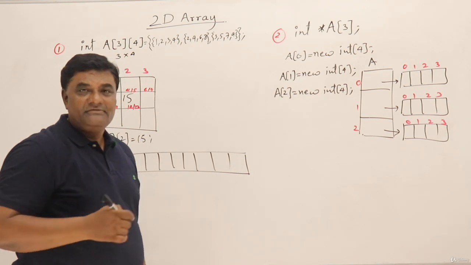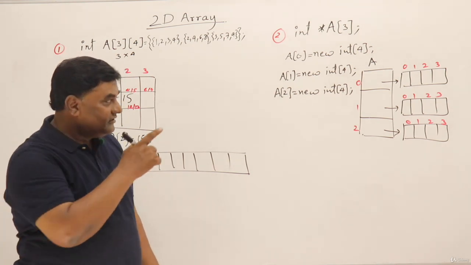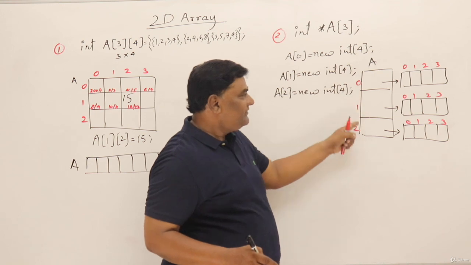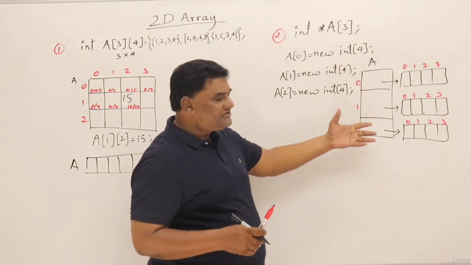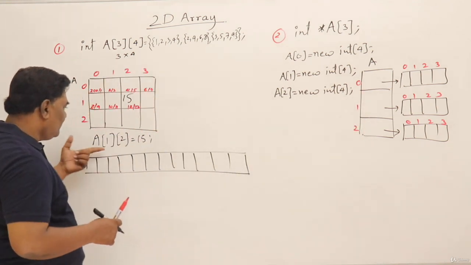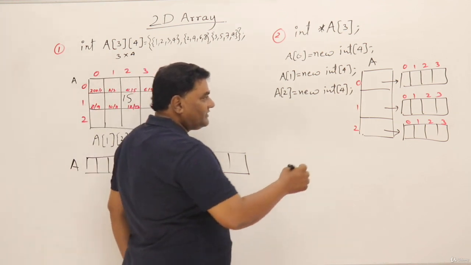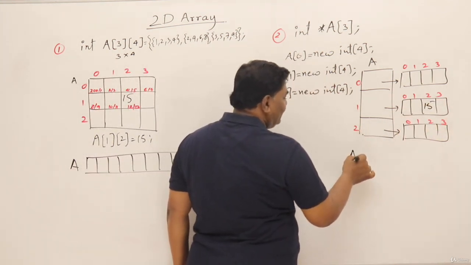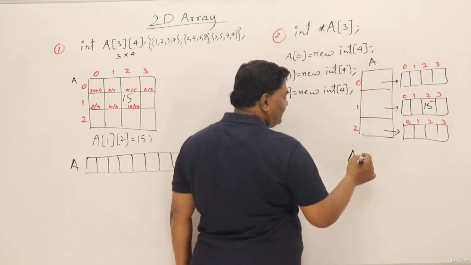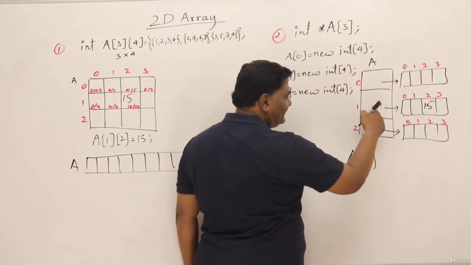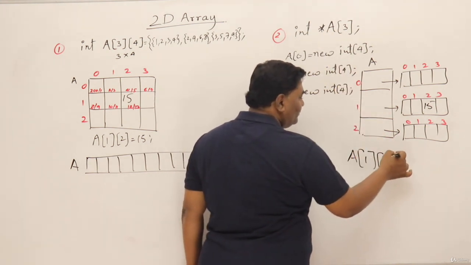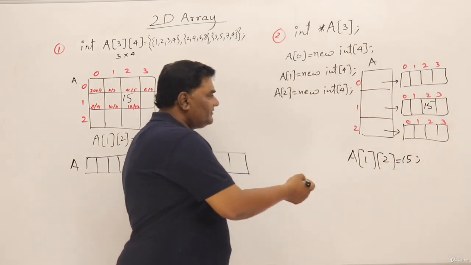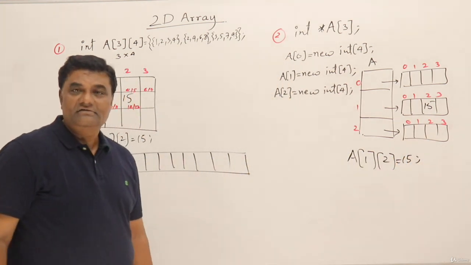So I should create memory in heap for all those three arrays, and this array will be present in the stack, so it will be pointing there. Now, even this structure I can access just like a normal array. Suppose I want to store a value 15 here, then I can say that array A, which is the pointer, A of 1 means this one. A of 2 means this one. I can store value 15.